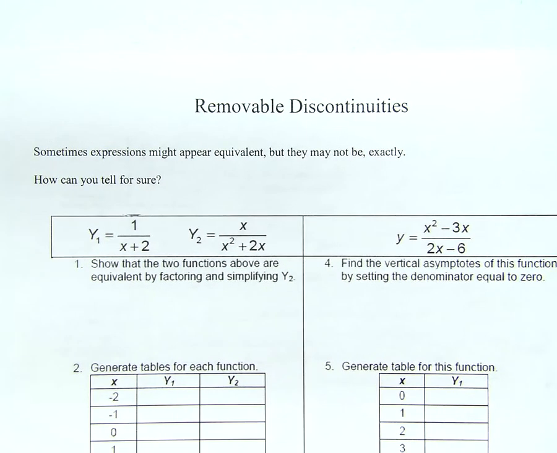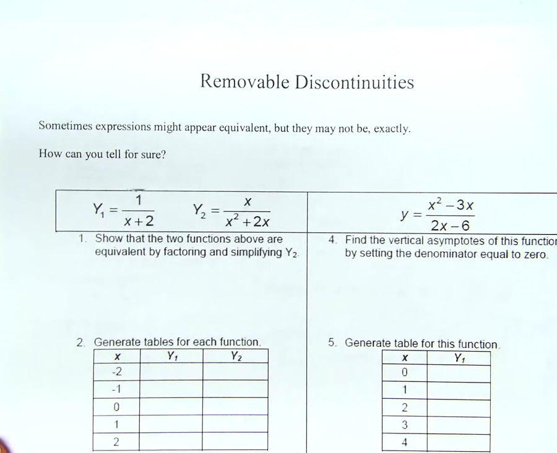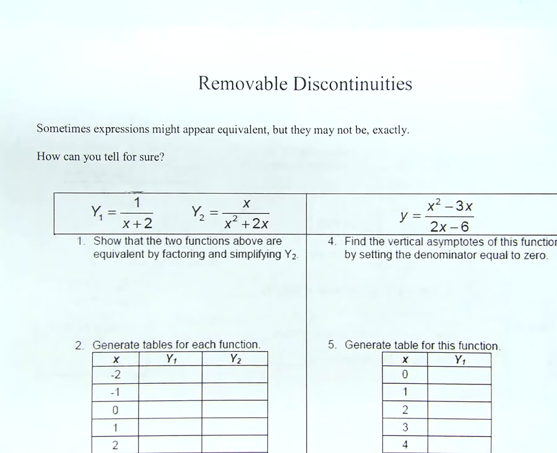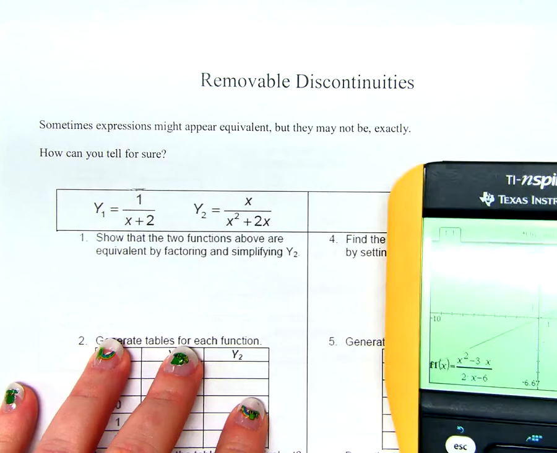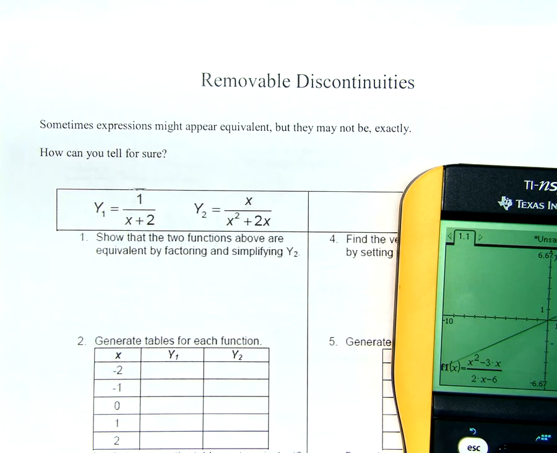I would like to talk to you a little bit about some removable discontinuities. Okay? Sometimes expressions might appear equivalent, but they may not be exactly. So how can you tell for sure? Well, let's start by looking at these first two problems. One of the ways you can tell for sure is by showing that they are equivalent.